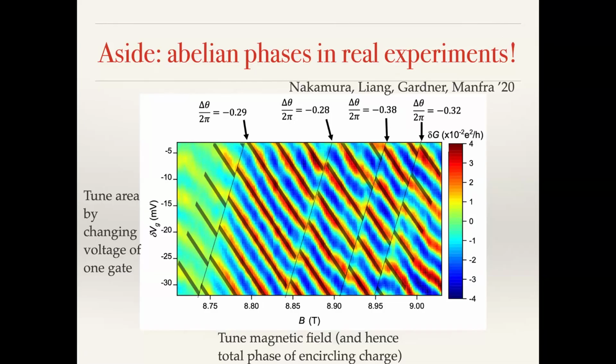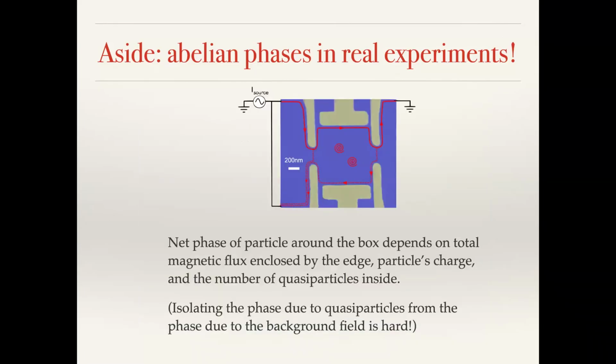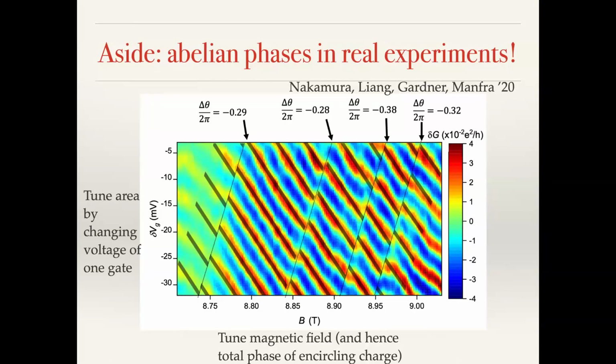And what they see is, so you take this system, you can tune the area, basically by changing a voltage on a gate. You can tune the magnetic field independently, and just due to the change in area, there's a particular kind of pattern that you expect to see here, and they see these phase slips. The interpretation of these phase slips is that this is when a quasi-particle, and by the way, that's what these little swirly things are supposed to be in this picture, hops in or out of the interferometer. Okay, good.